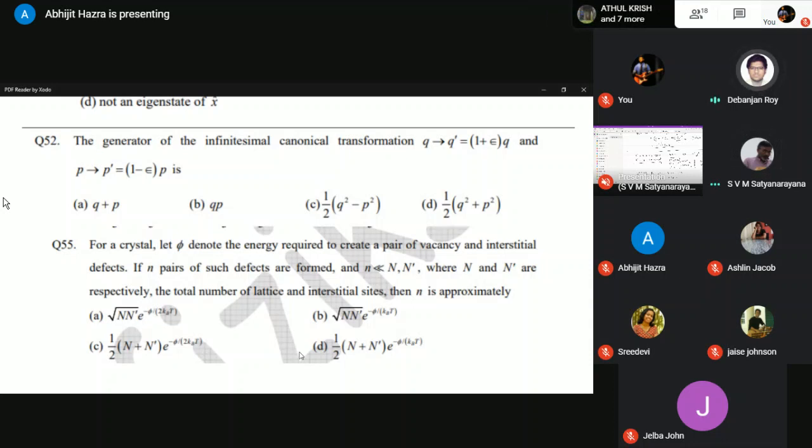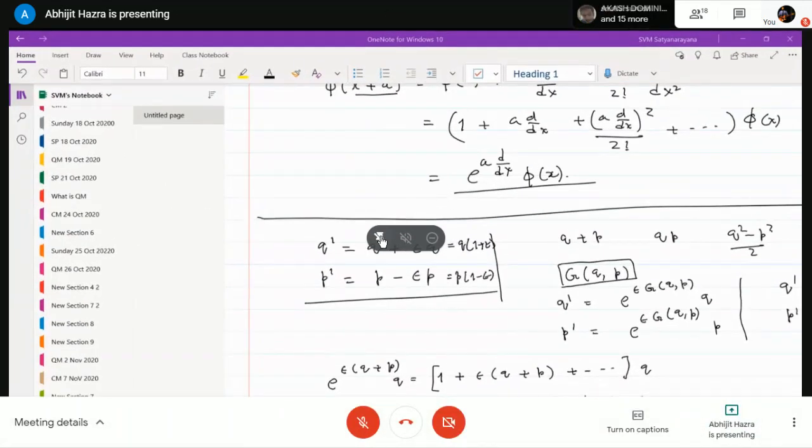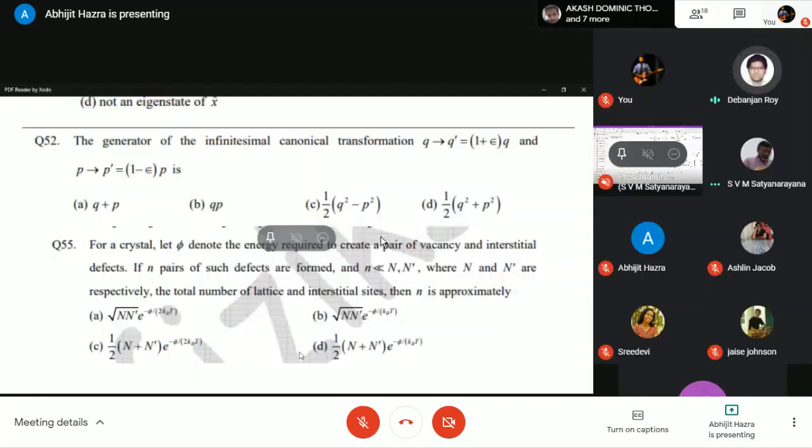In the chapter of crystal defects I've read this. If there is a square root, it's a square root n prime e to the power minus 5 by 2 kbt. I think that should be the answer.